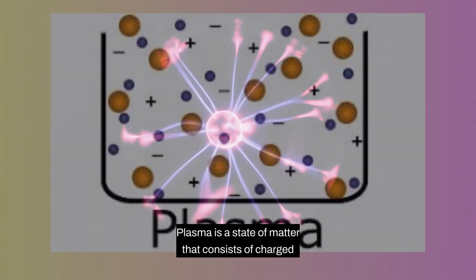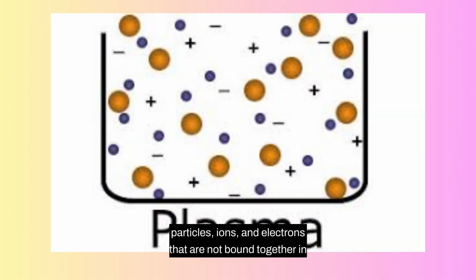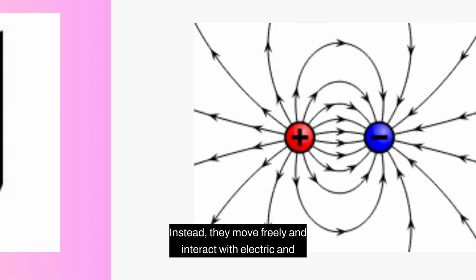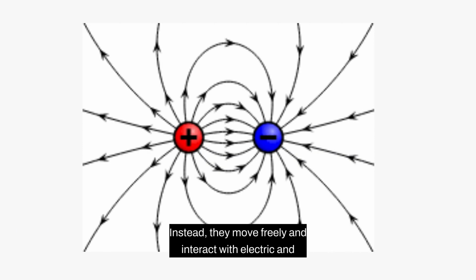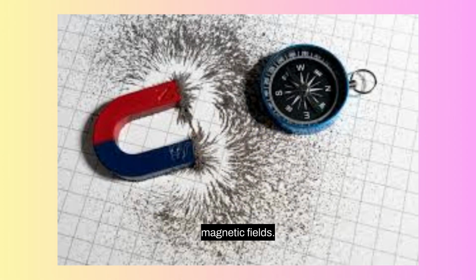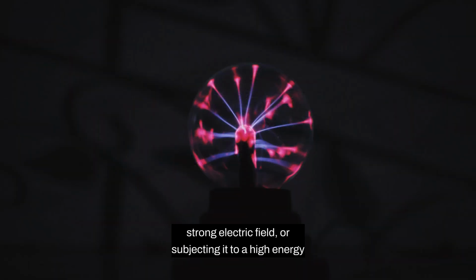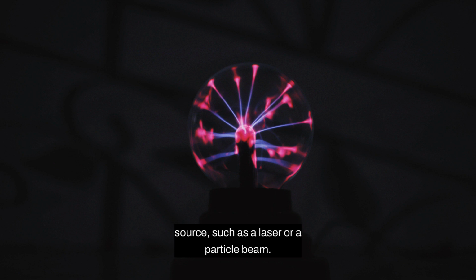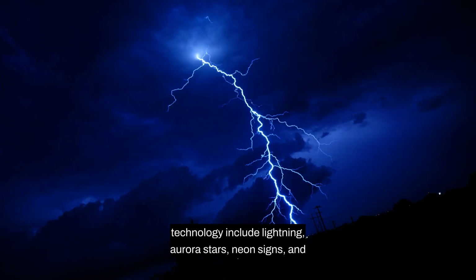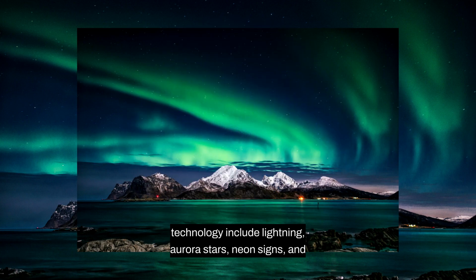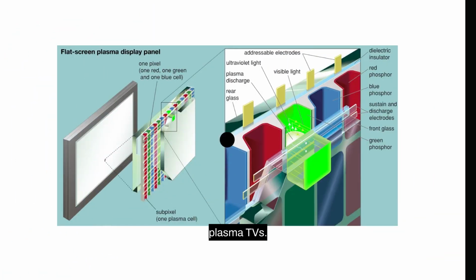Plasma is a state of matter that consists of charged particles, ions, and electrons that are not bound together in atoms or molecules. Instead, they move freely and interact with electric and magnetic fields. Plasma can be created by heating a gas, exposing it to a strong electric field, or subjecting it to a high-energy source such as a laser or a particle beam. Some examples of plasma phenomena in nature or technology include lightning, auroras, stars, neon signs, and plasma TVs.